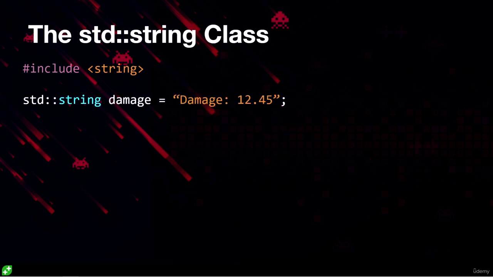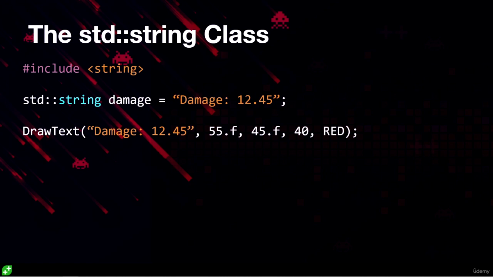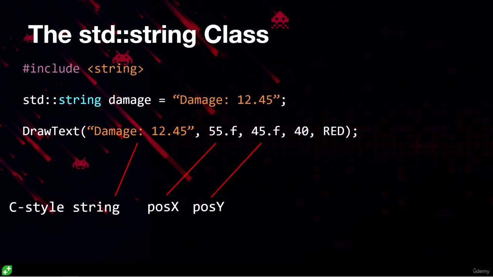So say we have a standard string and we'd like to display it on the screen. Well, Raylib has a drawText function, but this function requires a C-style string. That's the first parameter. The second parameter is the X position, the third is the Y position, the fourth is the font size, and the fifth is the color.